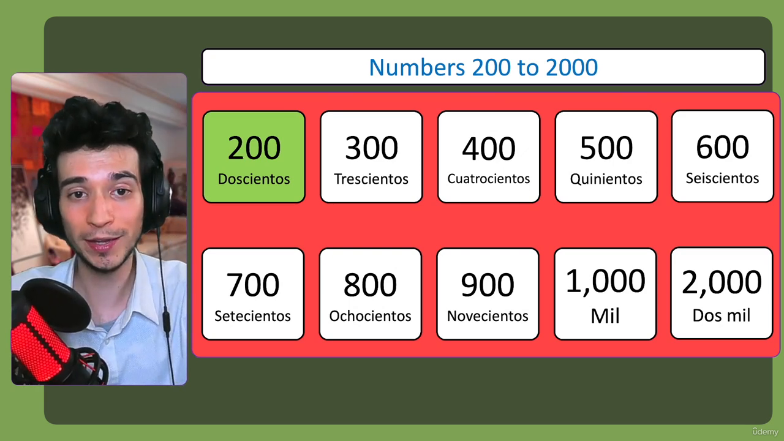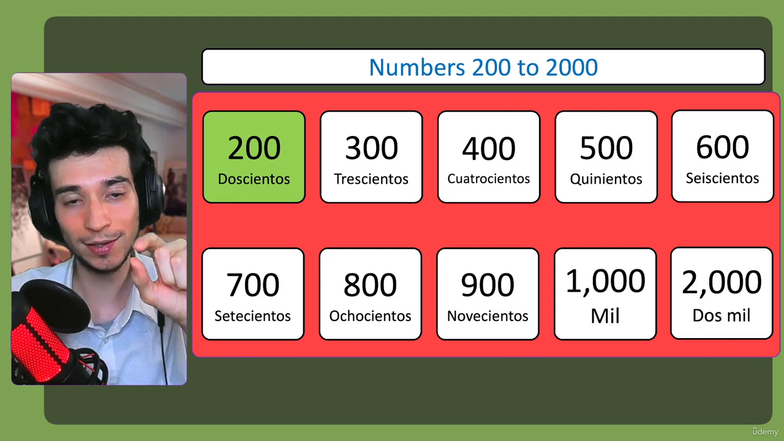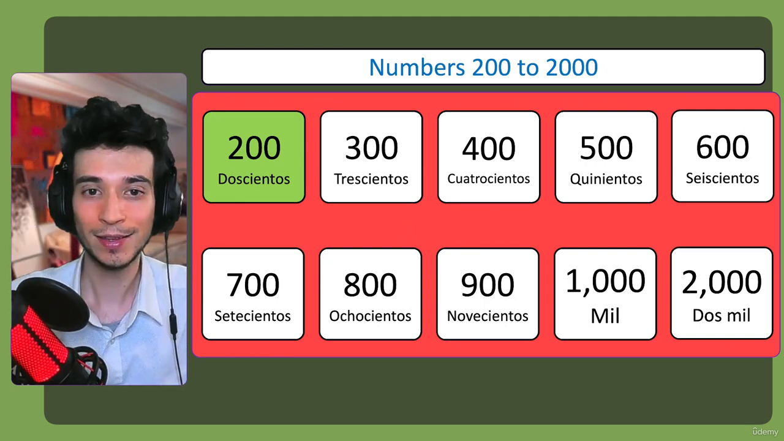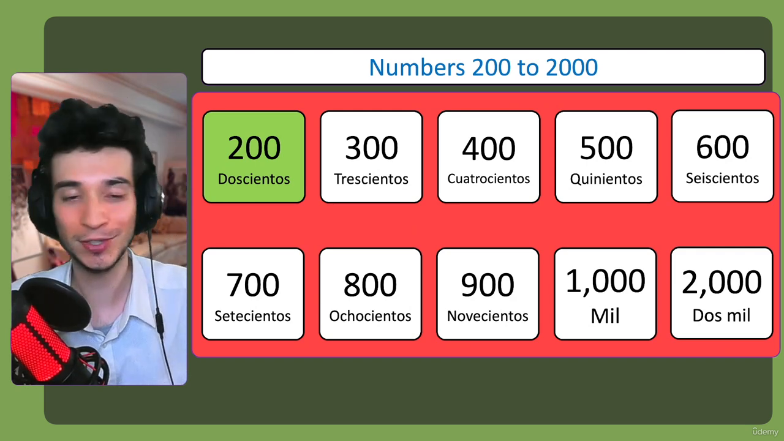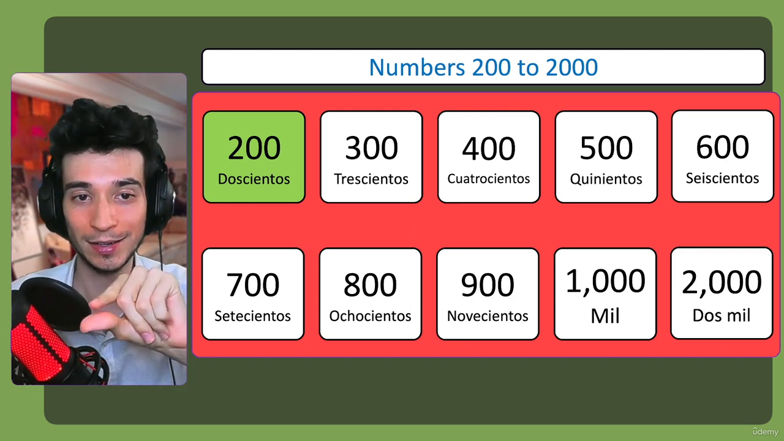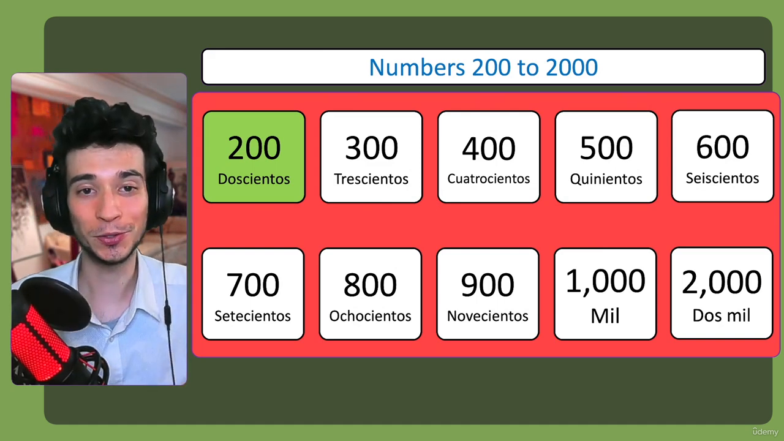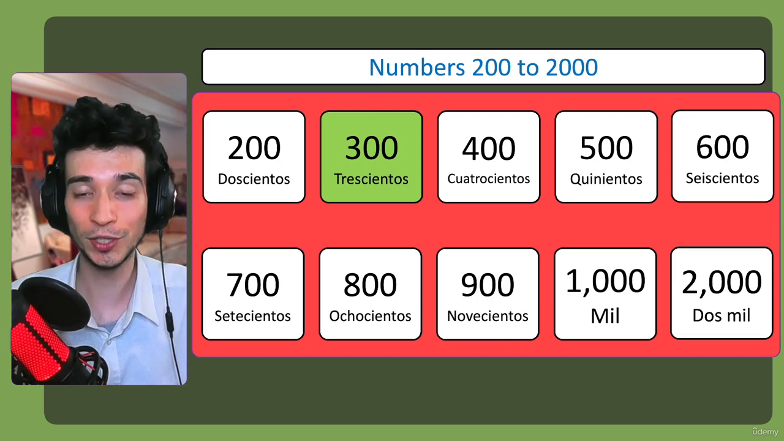After 100, we have 200. So now we have dos, which is 2, and then you can kind of see 100, cientos. 200. Then we have 300, which is the same rule.